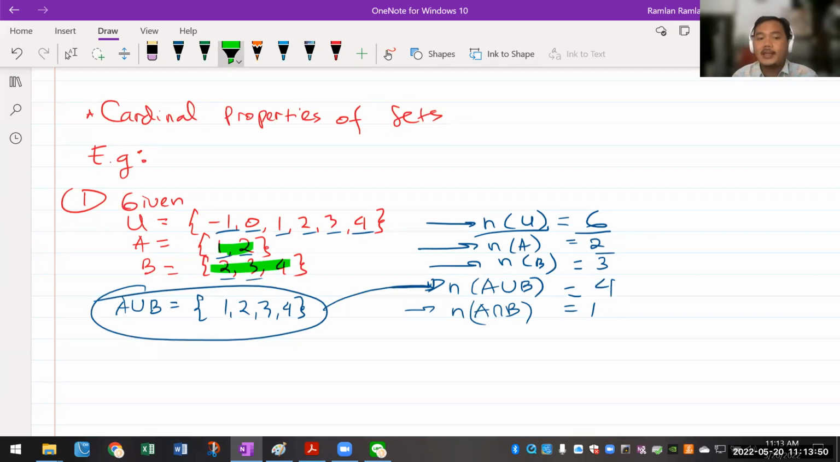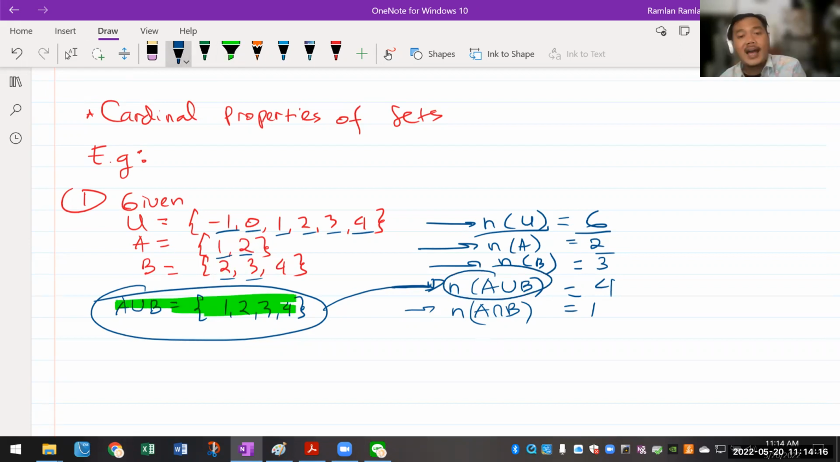And remember that if you have the same exact element, you only need to write it down once. You don't write it down more than once. For example, here we have 2 and also 2 in here, right? So you don't need to write it down twice. That's the second one. And then after you write down all the elements of A union B, you can answer this question. n(A union B) means how many distinct elements do you have in A union B? And here we have 4, right? 1, 2, 3, 4. So that will be equal to 4.